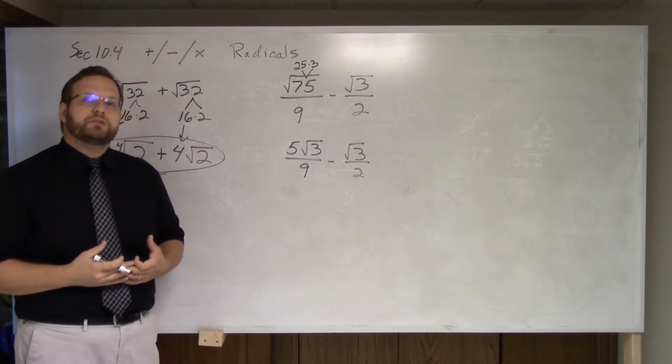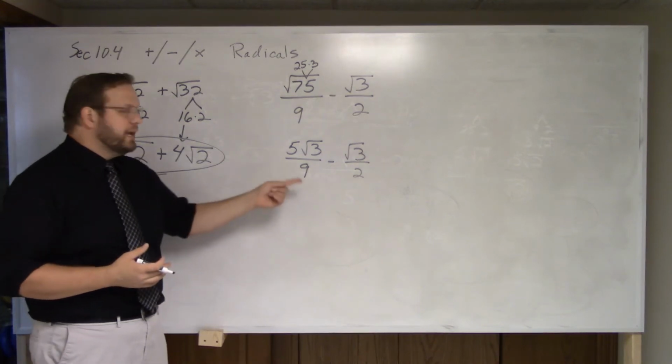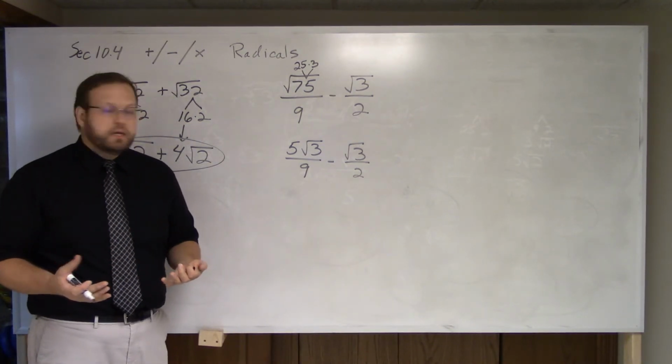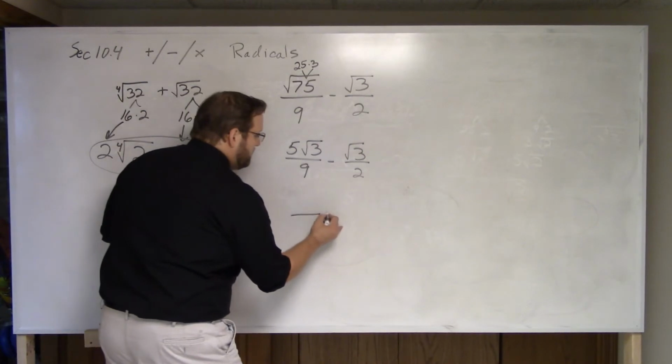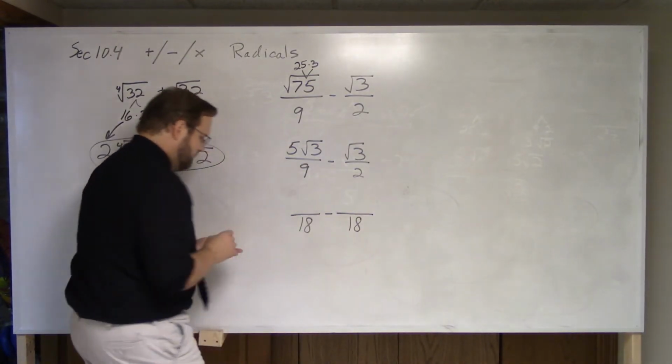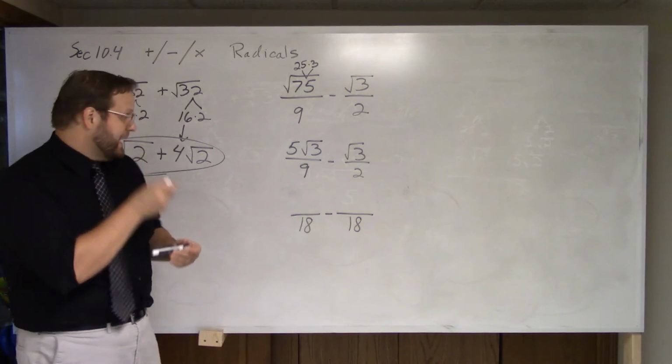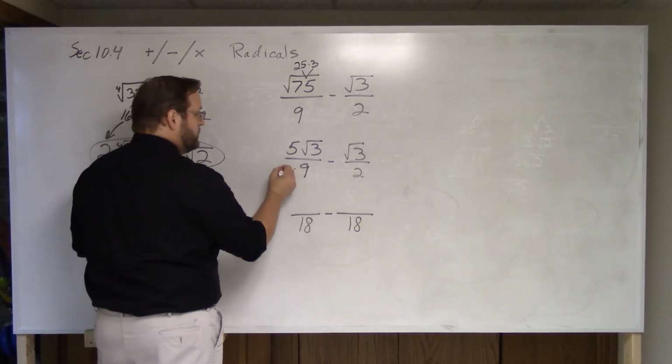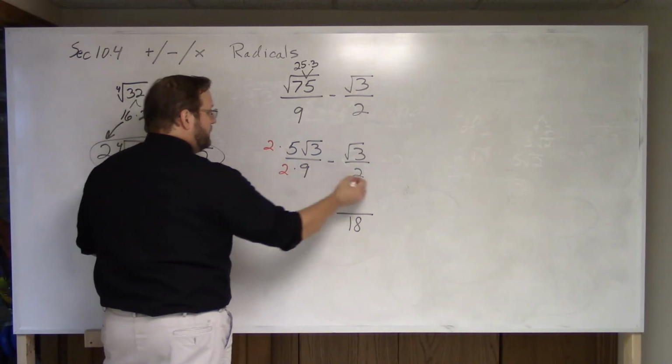So what would be the LCD in this case? Between a 9 and a 2, I would be using 18. So I'm going to try to make both of these fractions have a denominator of 18. How do I make that happen? I multiply this one by 2 and this one by 9.